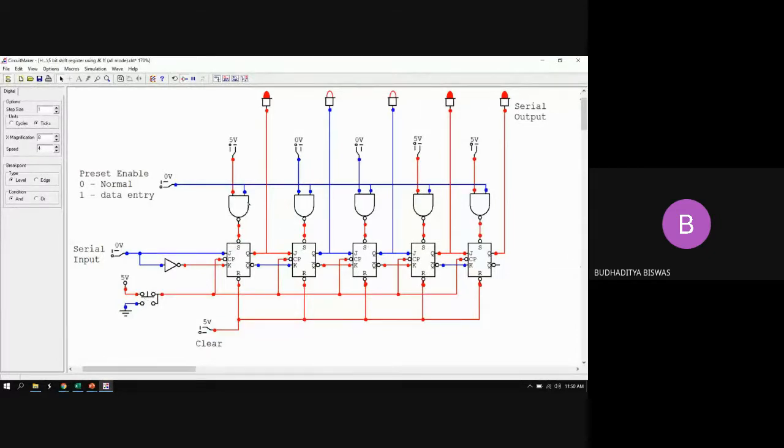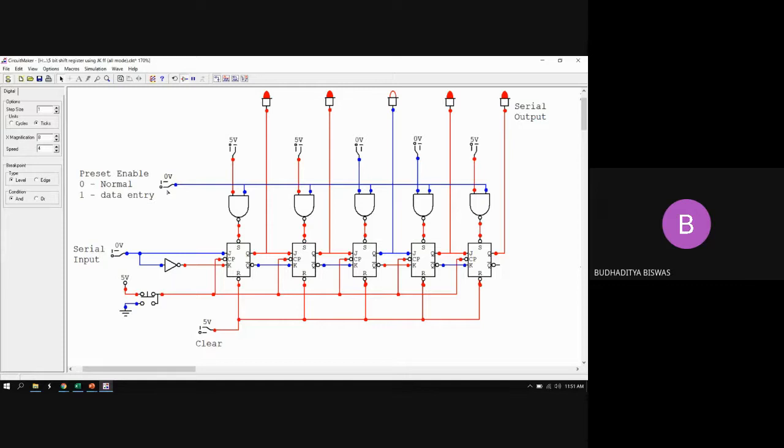So whatever data you want to write inside the register, we need to give it to the parallel input. This is my parallel input. So suppose I want to give 1 1 0 0 1. So this is my data. First you need to connect the data accordingly. Then just give a preset enable of 1, and the data are written inside the register. So whatever data 11011 we want to store inside the register, we need to give it to the parallel input, and just give a preset enable input.